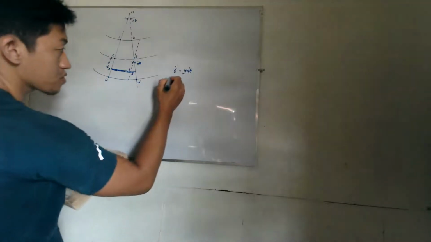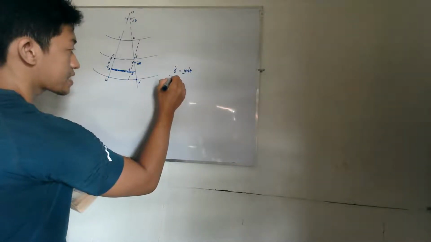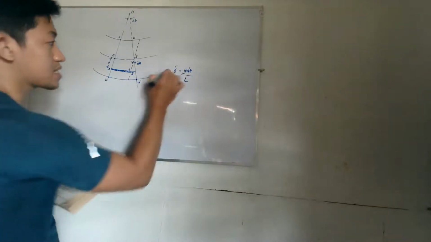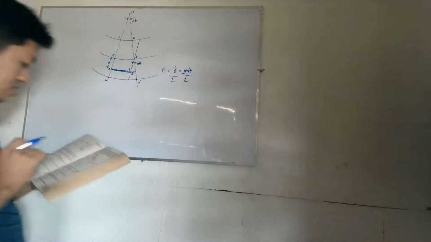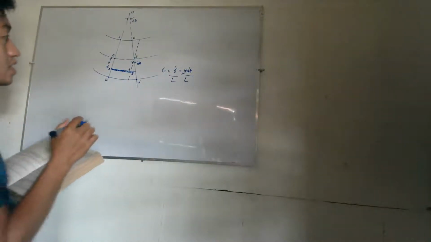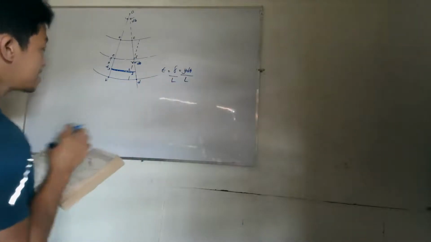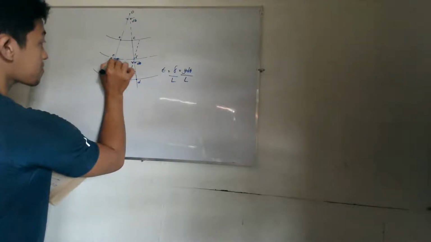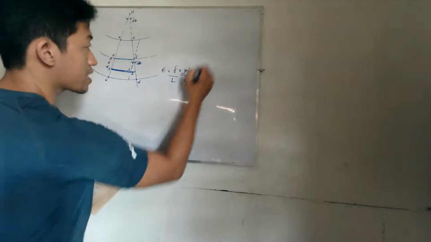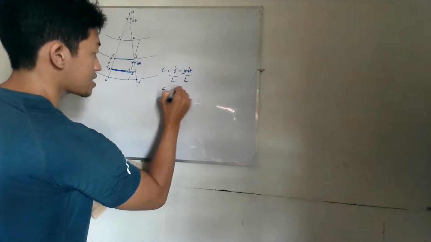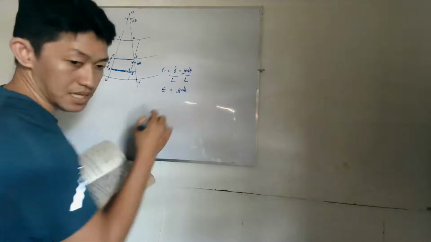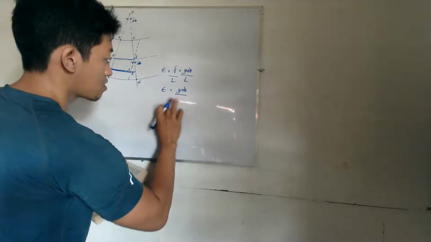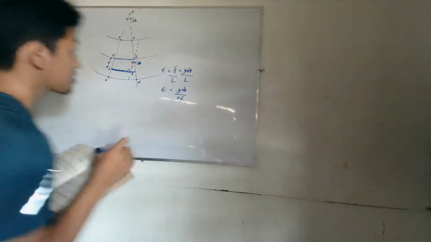Again, if we divide it by the total length, this will now become your strain. So what is the total length of this? Our total length is this, EF. The L is just EF. So the strain is just y times d theta over the length of EF.